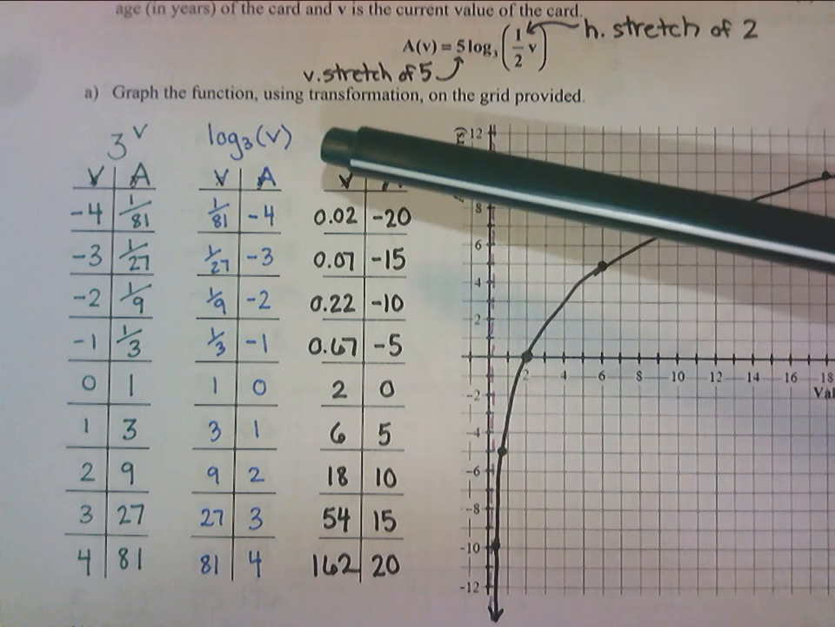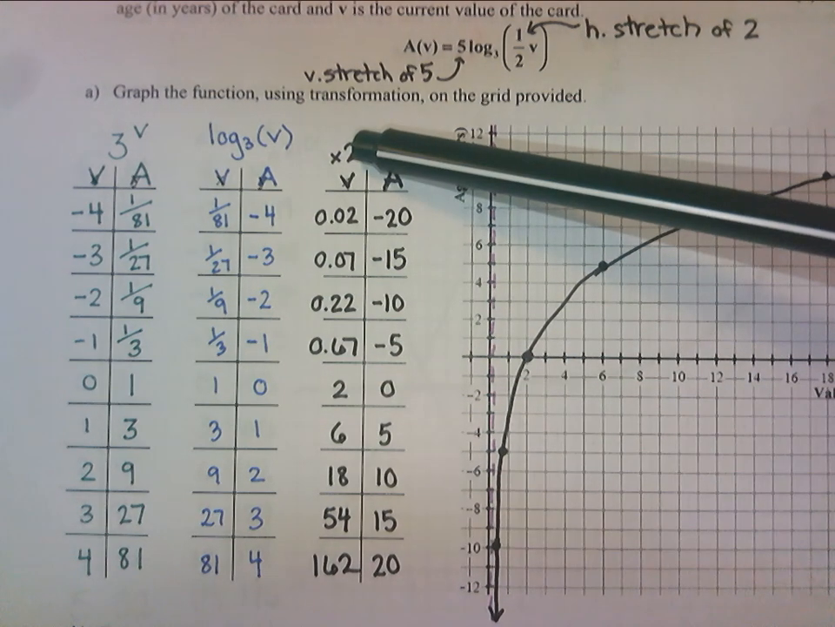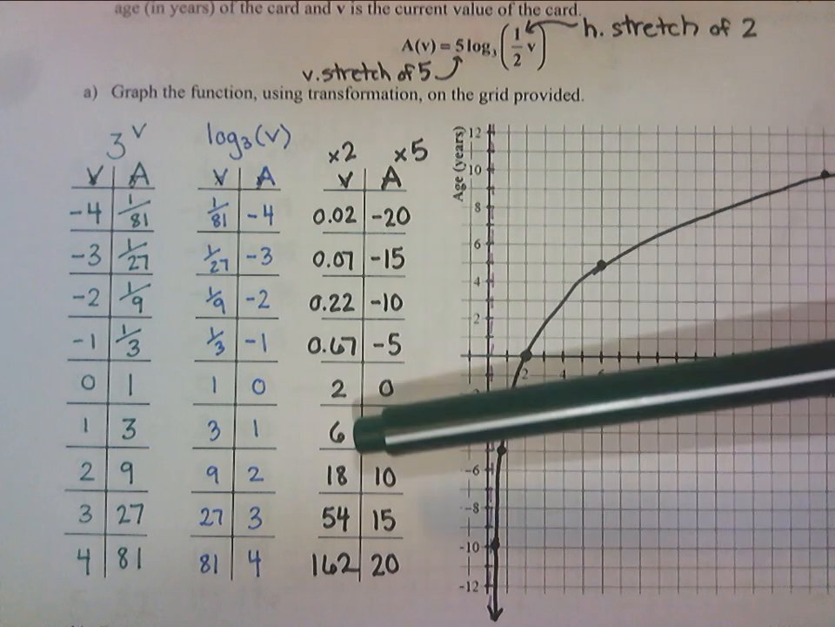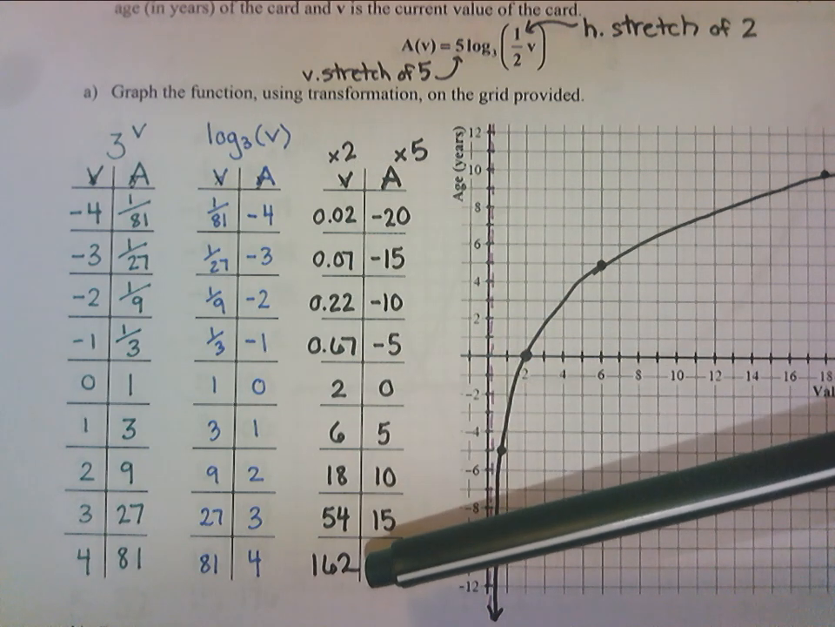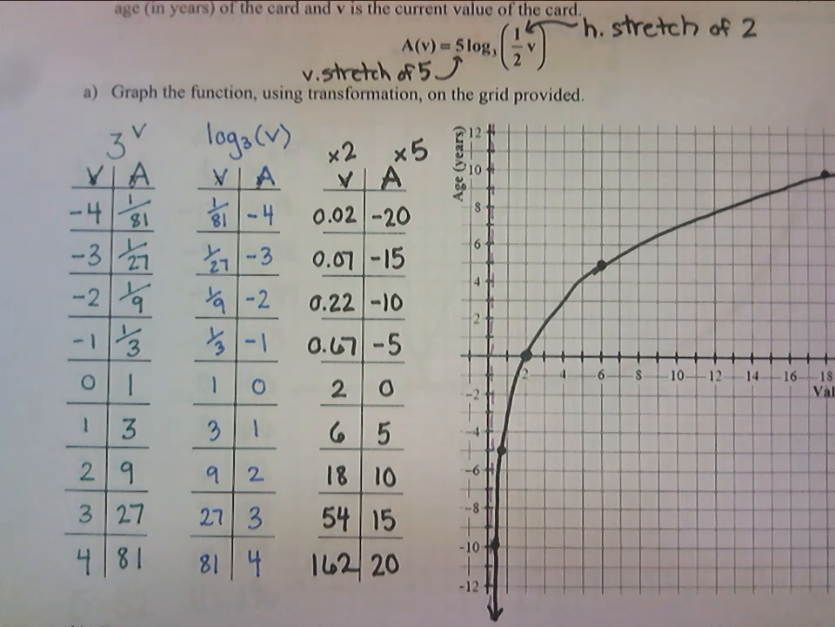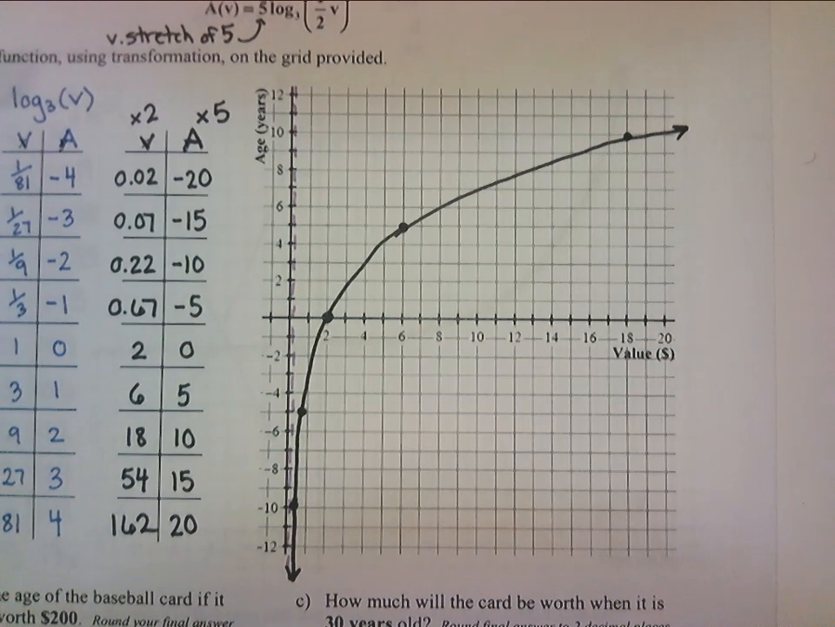And then I took what was on the V side and I multiplied those by 2. So I had to use my calculator here, and I ended up with some decimals and some non-decimals. I took all of the numbers that would fit and I put them on the graph.